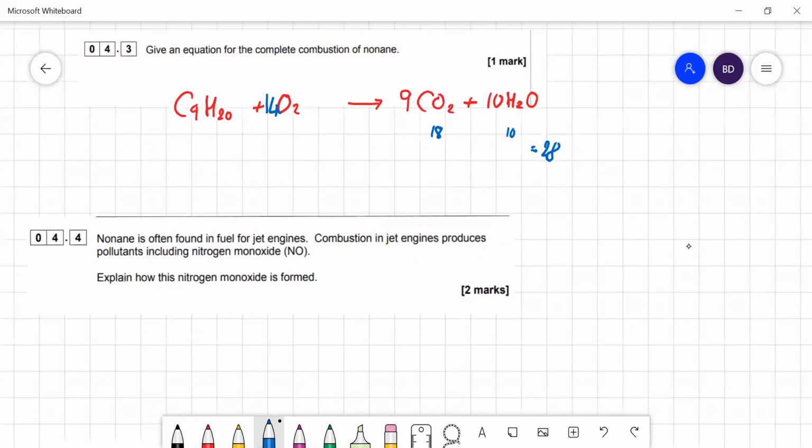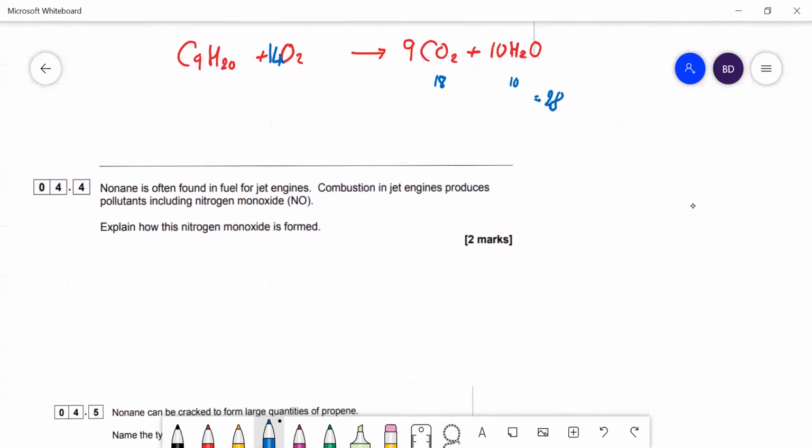Nonane is found in fuel for jet engines. Combustion produces pollutants including nitrogen monoxide. Explain how nitrogen monoxide is formed. Well, N2 and oxygen react to form NO. Nitrogen is in the air, oxygen's in the air. This can only happen because there must be very high temperatures in the burning of the fuel in the jet engine. You need really high temperatures to make the nitrogen react.